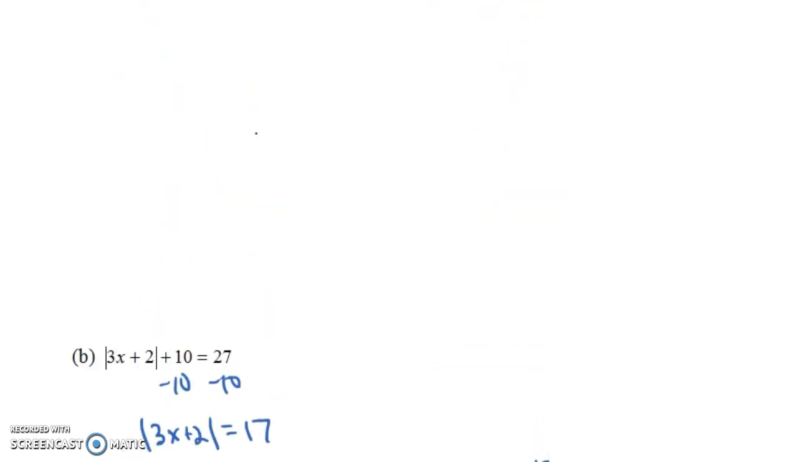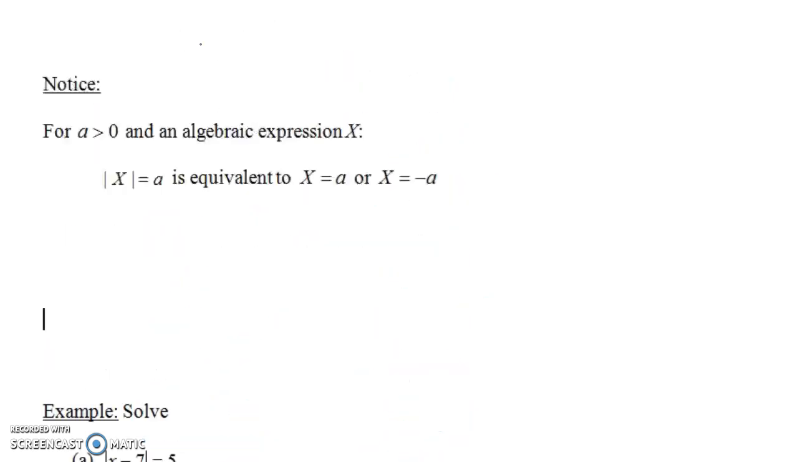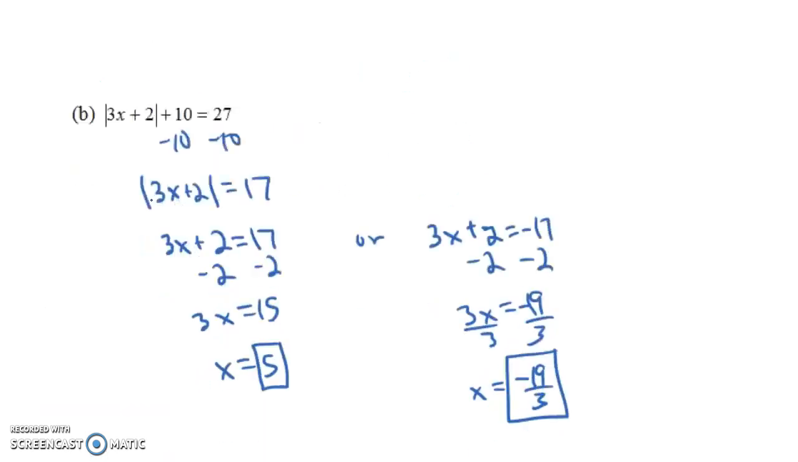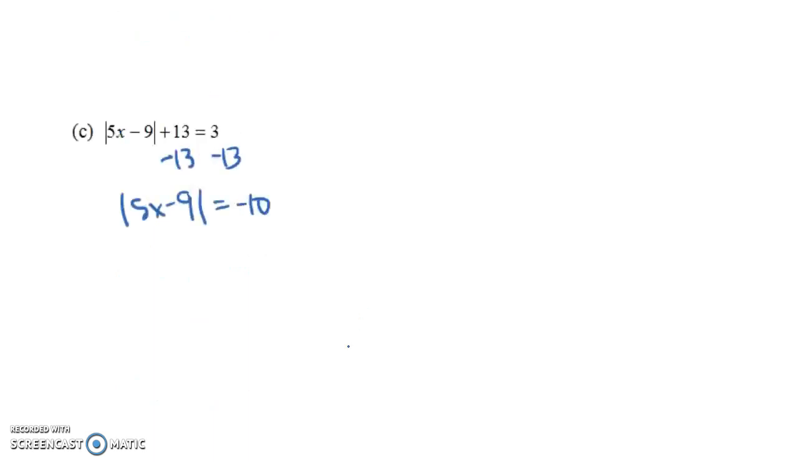Now why couldn't I put 5x minus 9 equals 10 or 5x minus 9 equals negative 10? Well, remember our original statement up here said that a had to be a positive number. Okay, if a is a positive number and X is an algebraic expression, then to say the absolute value of X equals a is equivalent to saying that X is a or negative a, but a couldn't be negative. So in this case what we'd say is that there's no solution. There's no value of x that we can plug in here that's going to make this true.